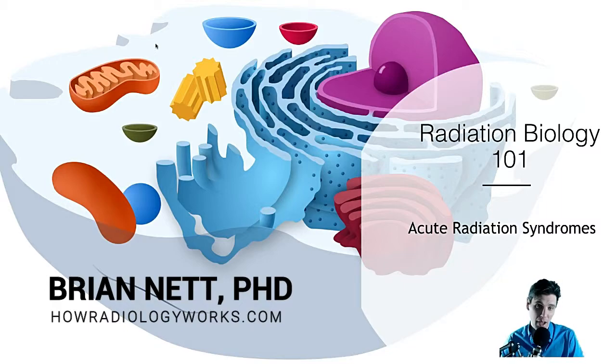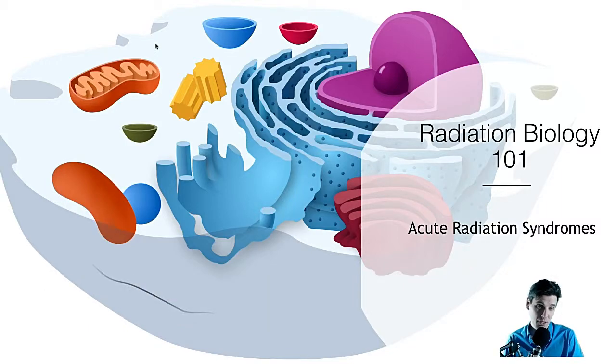Today we're going to talk about acute radiation syndromes. These are the effects that happen when the body is exposed to very large doses of radiation, typically, for instance, gamma rays or neutrons, something of that order that's a very high radiation dose.